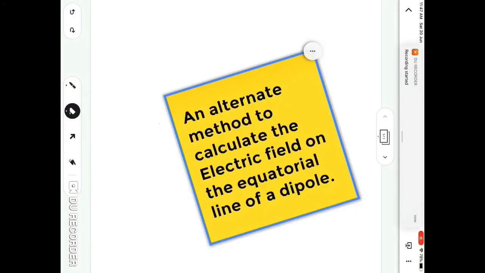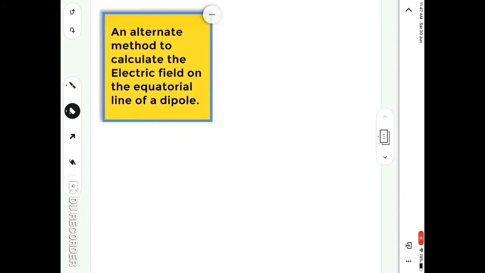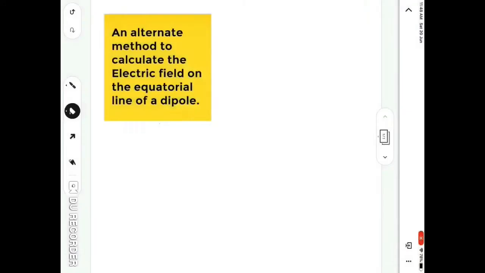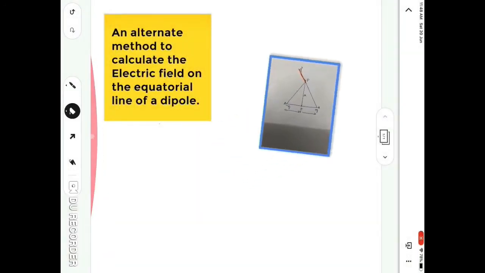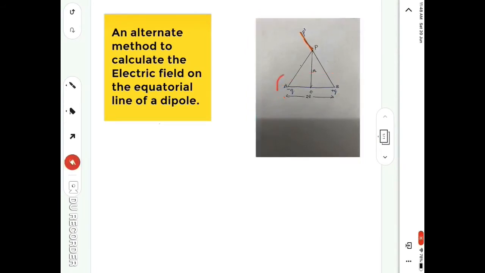Hello students, let's see a different method to calculate the electric field on the equatorial line of a dipole. So we have the dipole here, namely AB with charges minus Q and plus Q. PO here is the equatorial line and P is the point of observation. Now recall E plus and E minus to be the individual vectors acting at the point P due to plus Q and minus Q respectively.